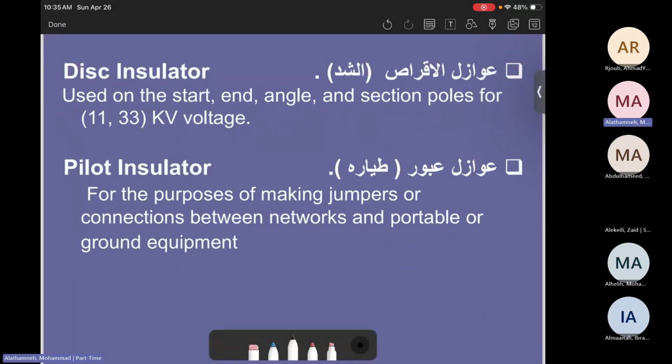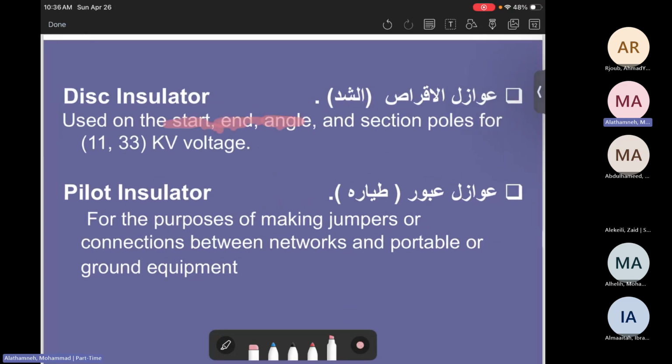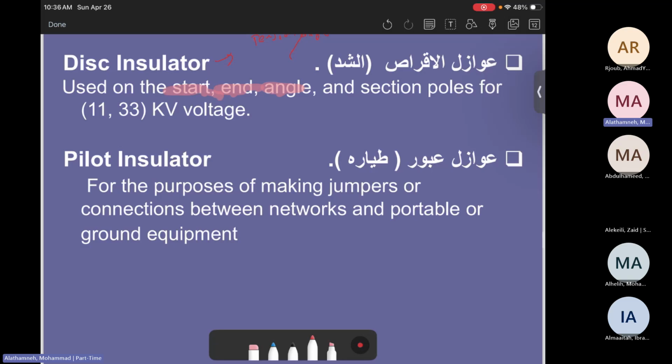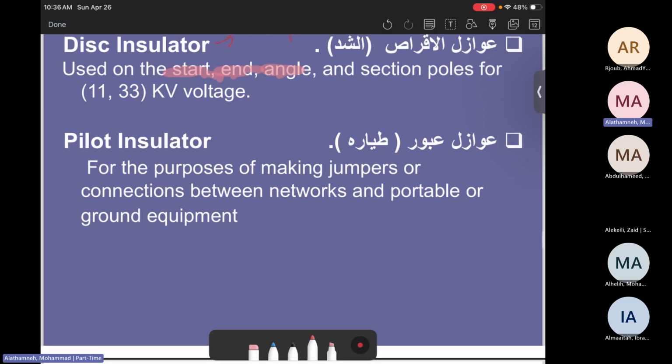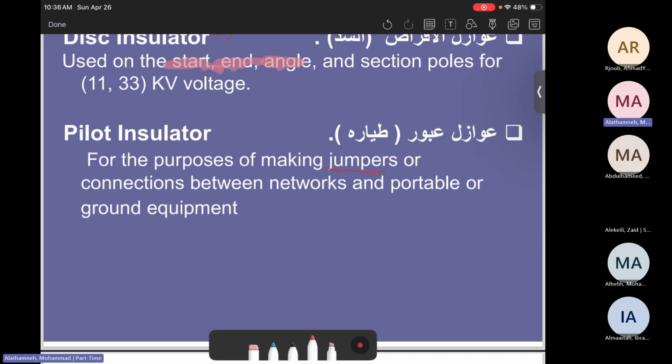The disc insulators are most likely used at the starts and angles of the sections, which is again very similar to the tension or angle towers. We used to say in high voltage tension towers or angle towers. Now here we call them disc insulators or disc poles. Pilot insulators make jumpers for connections between the network and portable ground equipment.